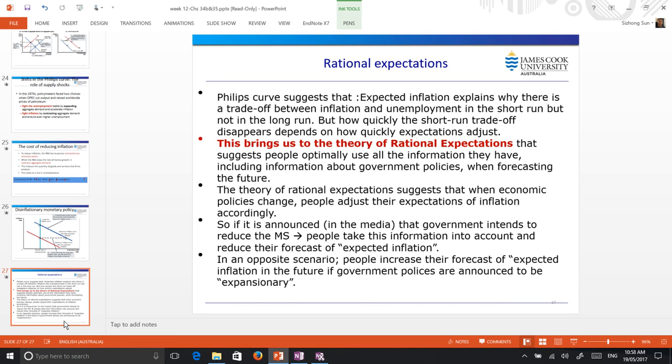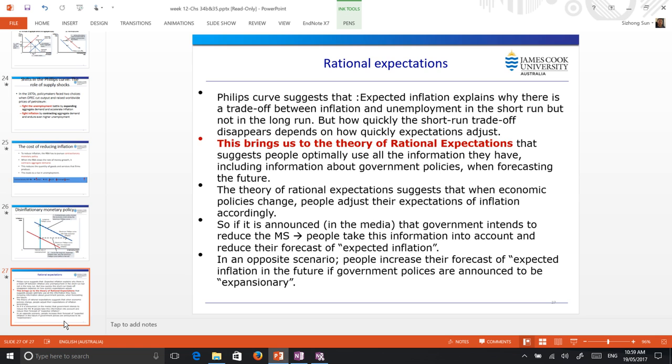All right. So we see that expectation plays an important role. Researchers usually model this expectation by what we call rational expectation. There are other types of expectation, for example, adaptive expectation and perfect foresight; rational expectation is one of them. The Phillips curve suggests that expected inflation explains why there's a trade-off between inflation and unemployment in the short run, but not in the long run.